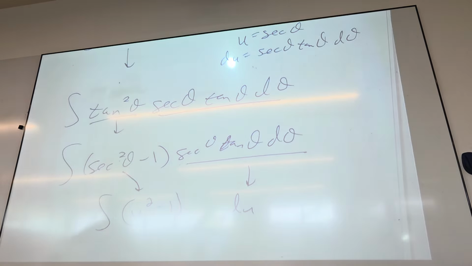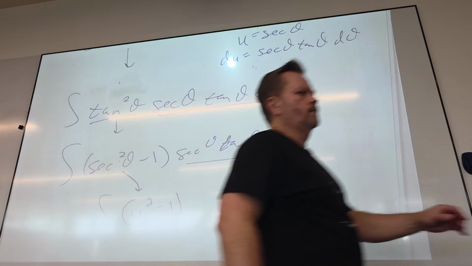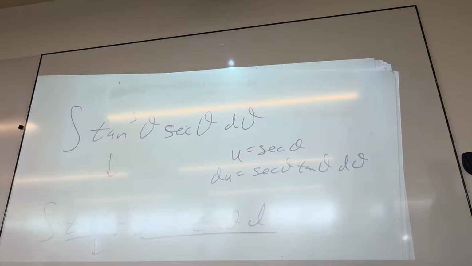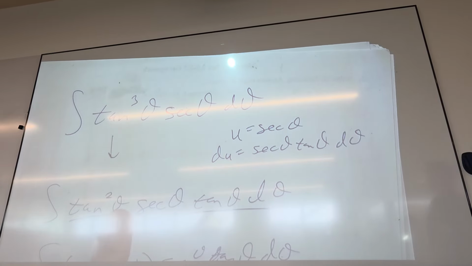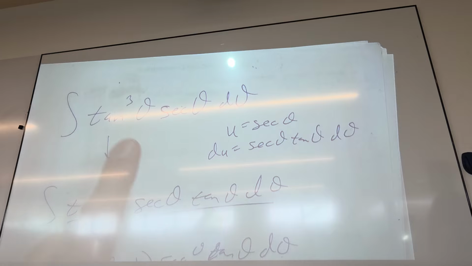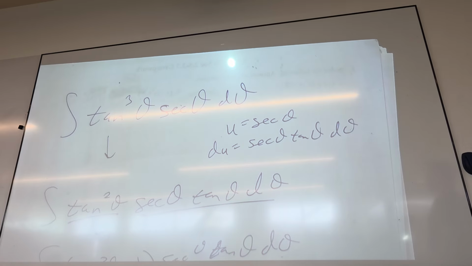Sorry, where did the tangent squared theta come from in the first? How many tangents do I have up here? I took one of them so I can create du, and that left me with two of them to take care of. I had three, so now I have two because I took one of them over there.